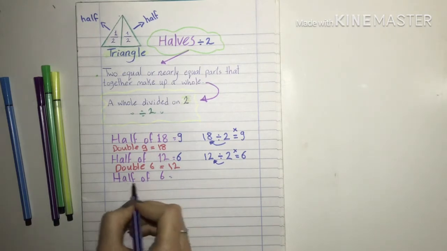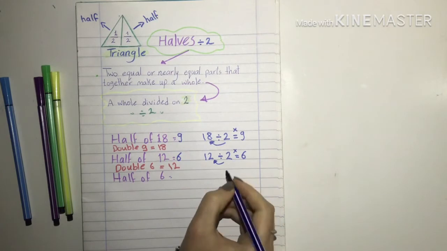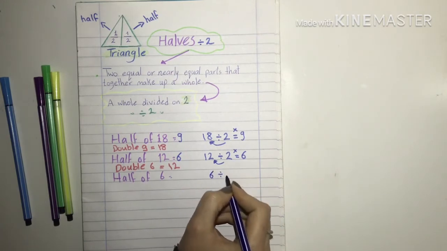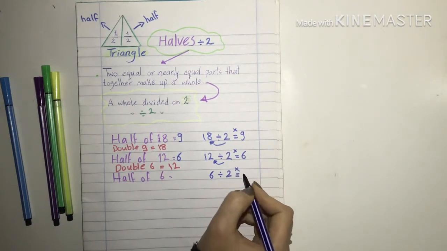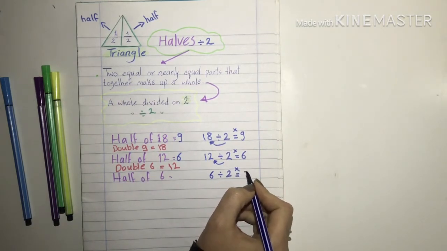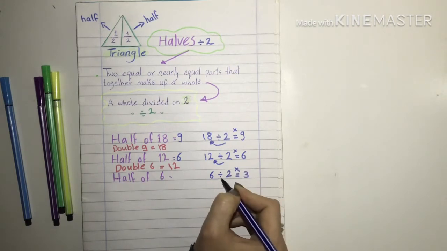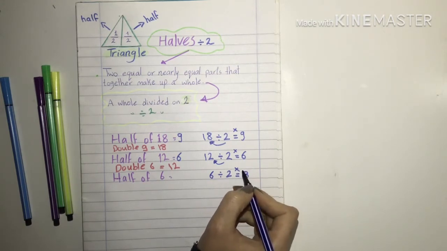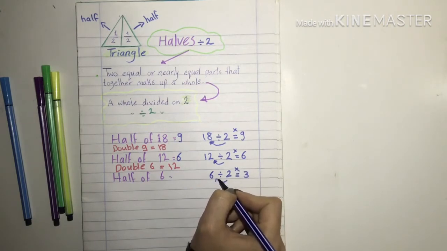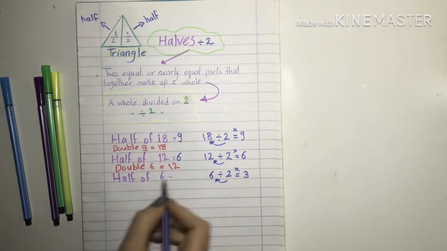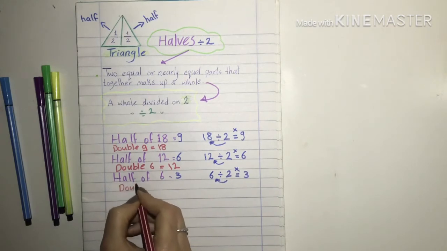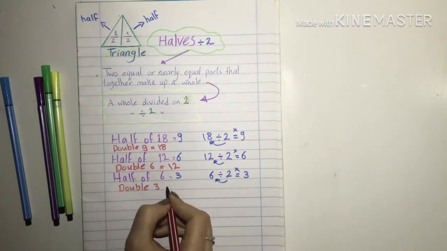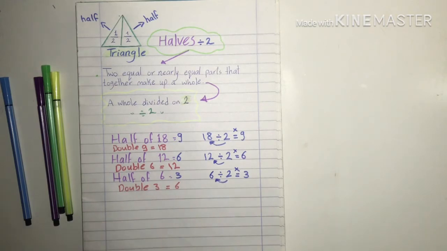The last one is half of 6. 6 divided by 2 is 3, because 3 times 2 equals 6. So half of 6 is 3. And double 3 is 6.